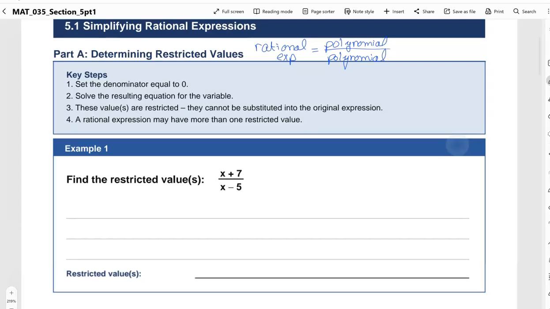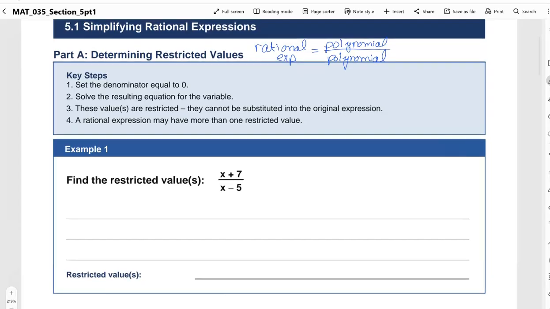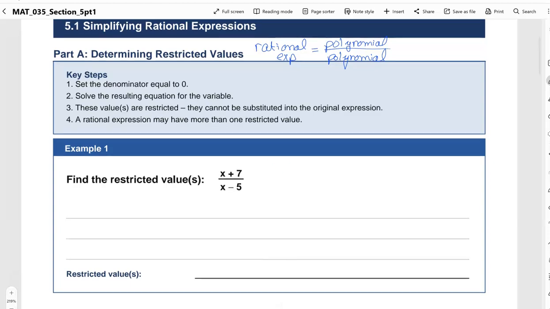The first thing we need to talk about is restrictions. What type of things can I not plug in for x? Where can it not be evaluated? It's not going to be possible to evaluate anywhere that the denominator is equal to 0, because remember, we cannot divide by 0.